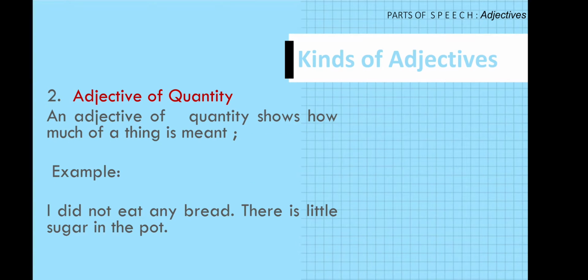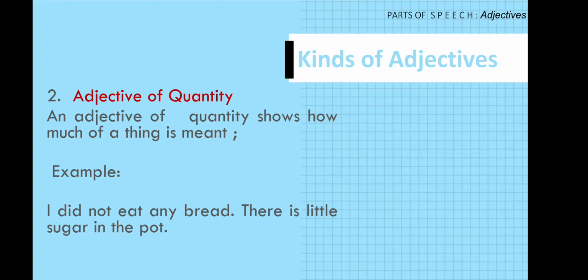Okay? Next is adjective of quantity. What is the adjective of quantity? An adjective of quantity shows how much of a thing is meant. For example, I did not eat any bread. There is little sugar in the pot. So we have here the adjective little. Okay? What else are our adjectives of quantity? We have every, much, abundant, lots, whole, all, few, several, most, enough, little, sparse. Those are just a few examples of adjectives of quantity.